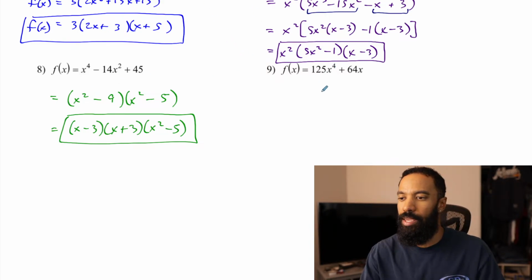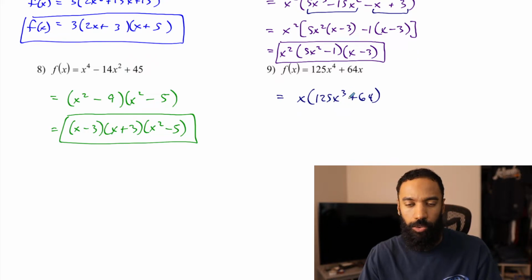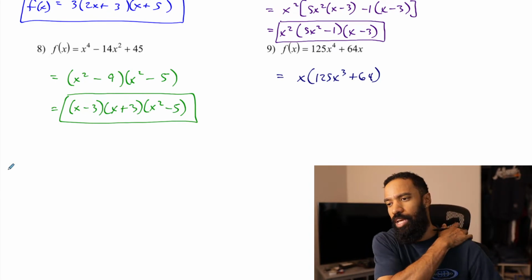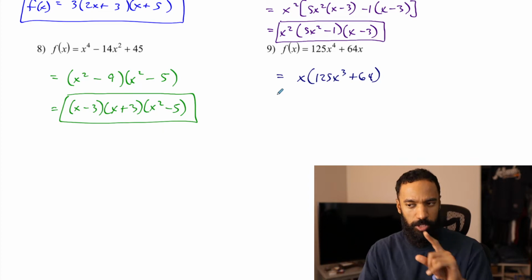Another GCF right here on this guy. There's an x that we can factor out. And you're left with 125x cubed plus 64. This should really call attention to you right here. I think for most people it does when the numbers are like that. You've seen them several times. It is a sum of 2 cubes. But this factors down to a cubed plus b cubed.